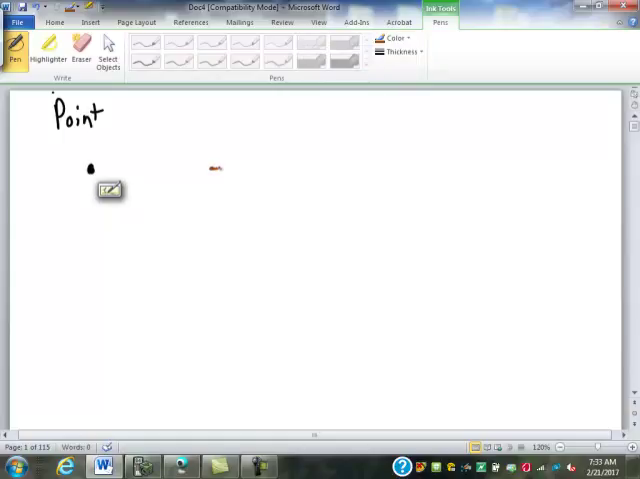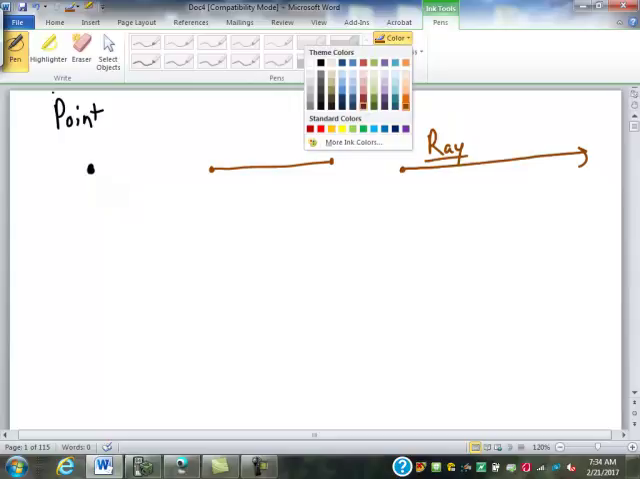So we take it, we drag it in a single direction, and we create that line segment, and length was equal to distance. Or we could take it and drag it in a single direction and keep on going forever, and we'd get what is called a ray. And those are what we're going to focus on today, is a ray.